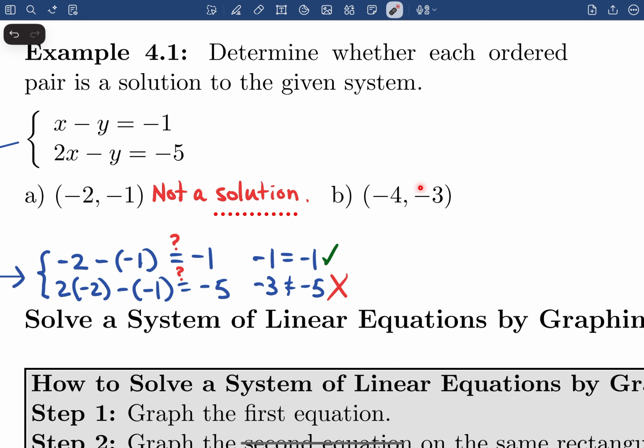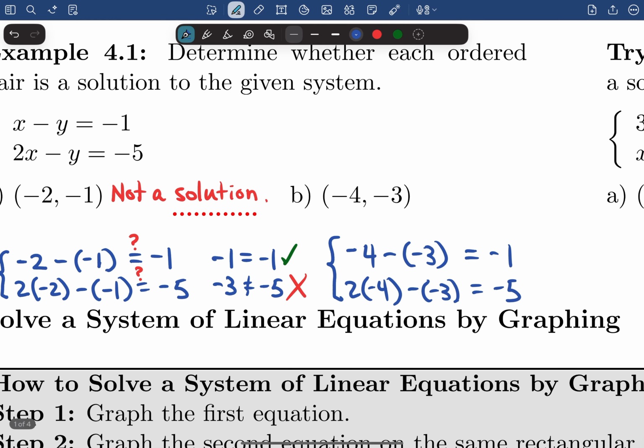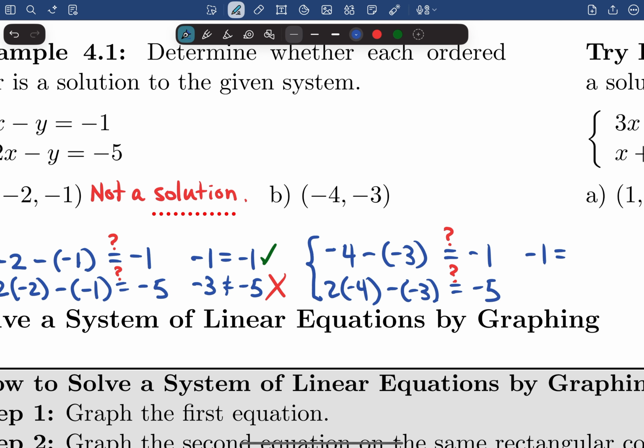So x is -4 and y is -3, and we're going to input them for x and y in the equation. And so I start writing it, and I get, well, -4 minus -3, and I set it equal to -1. And then 2 times -4 minus -3, I set that equal to -5. Great. Well, we're questioning, is that true? Do they equal each other? Let's clean it up. -4 plus 3 is -1. So I get -1 equals -1.